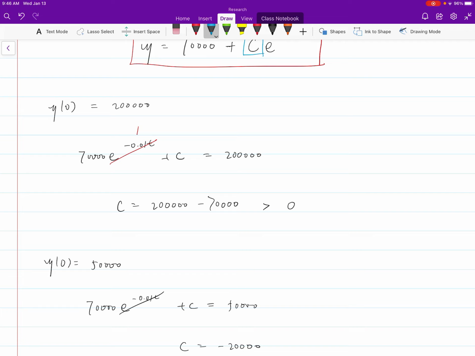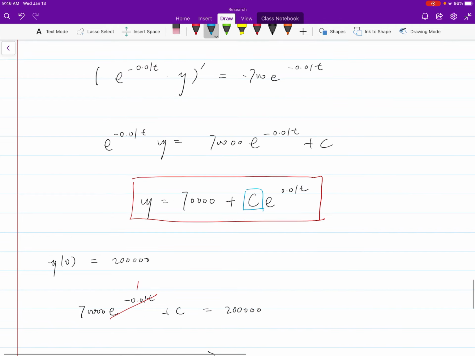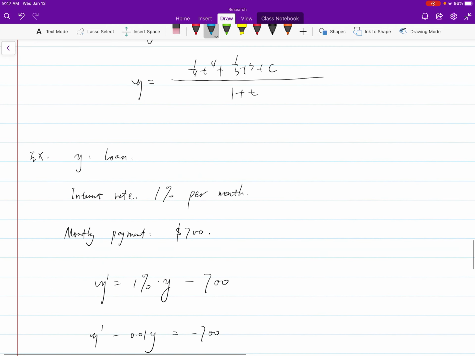But if it goes beyond that, your monthly payment will not be able to cover your monthly interest. Therefore, there will never be any money going into your principal. Therefore, you will never be able to repay the debt. Okay, so that's a classic application of linear equations, and the way to solve it is integrating factor.